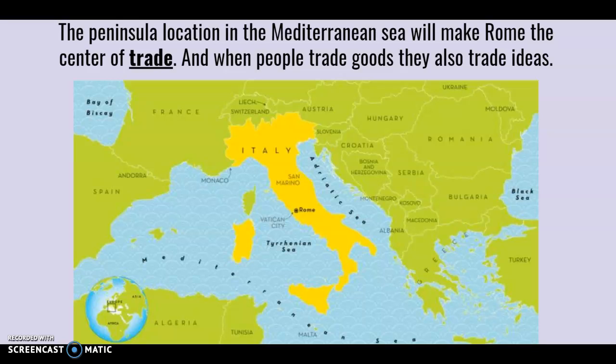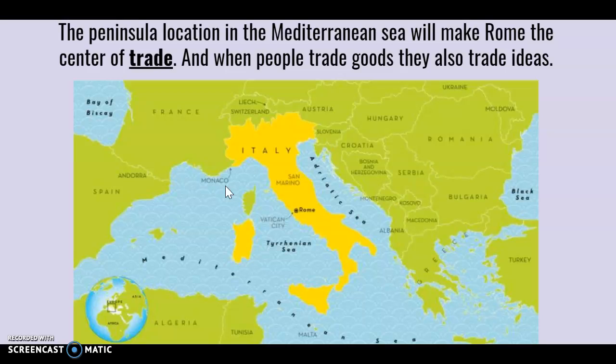So the peninsula location in the Mediterranean makes it the center of trade. We see Greece over here. If we went further down, we'd get towards Egypt. This is where Rome begins, the Roman Empire. It is going to spread into all of this green area. It's going to spread down here, here. It'll spread here. It'll even go up into modern day Great Britain. The Roman Empire is going to expand so much.